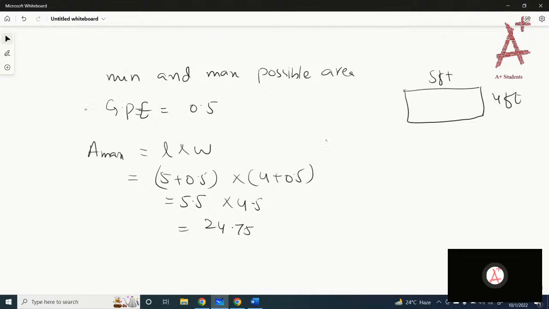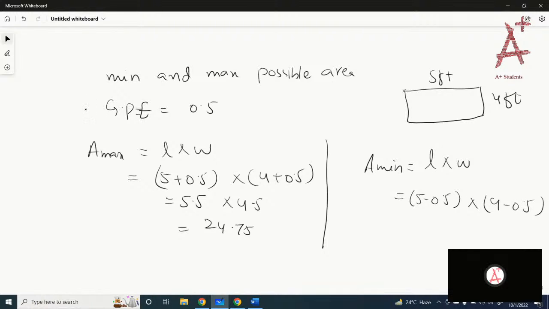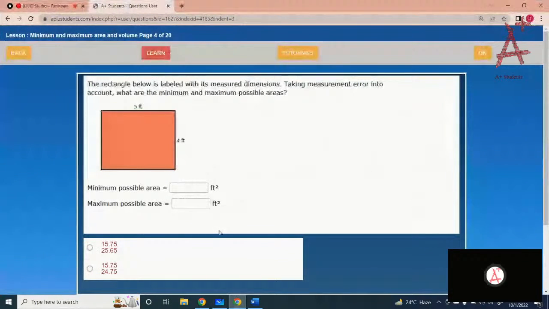Got it? And for the minimum area, you have to subtract the greatest possible error from both values. So 5 minus 0.5 times 4 minus 0.5. So it would be 4.5 times 3.5. So 4.5 times 3.5 is 15.75. So the values are 24.75 and 15.75. That's the second option. Select the correct option and click on the OK button.